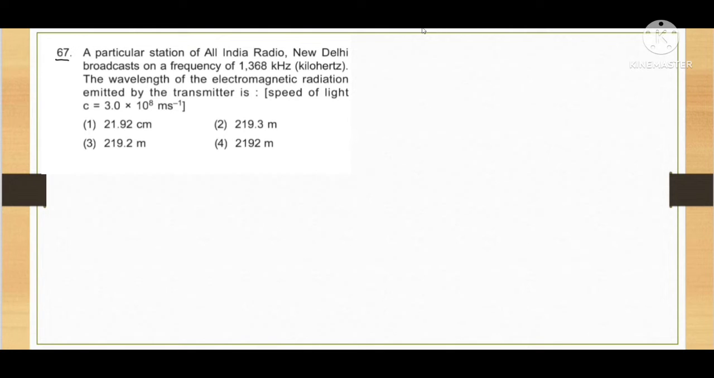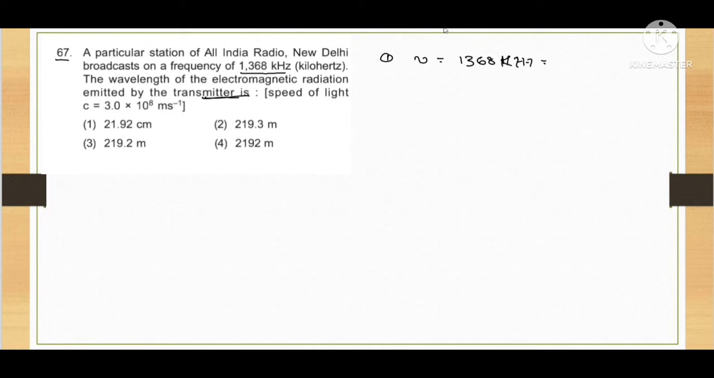Now let us discuss the 67th question. A particular station of All India Radio, New Delhi broadcast at a frequency of 1368 kHz. The wavelength of electromagnetic radiation emitted by the transmitter is asked. The given data is frequency, that gives rise to 1368 kHz.